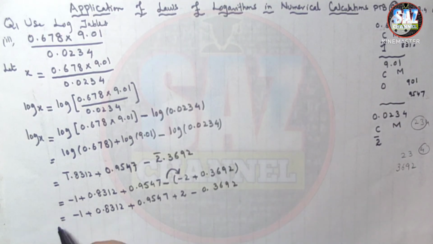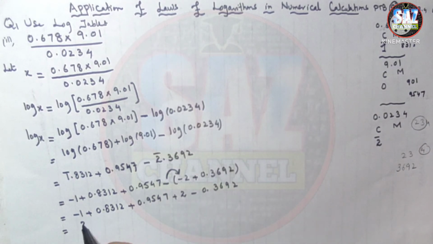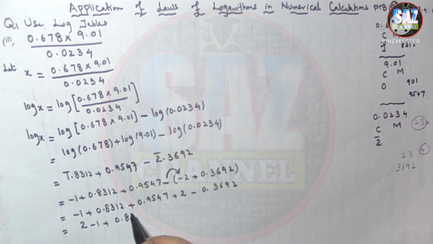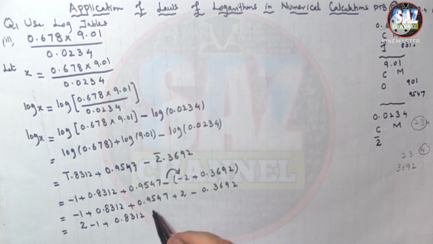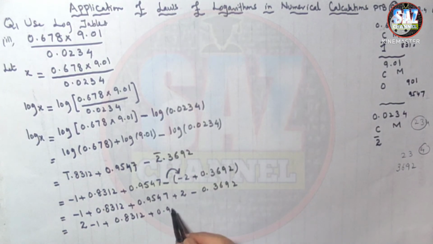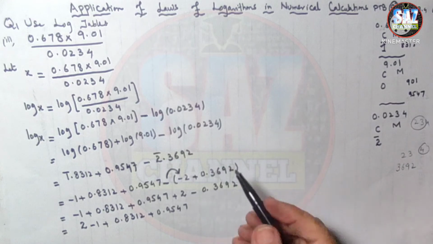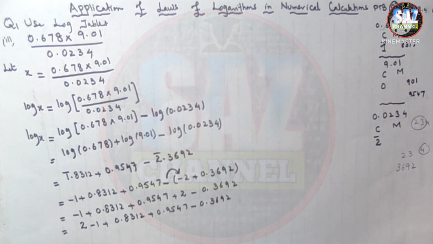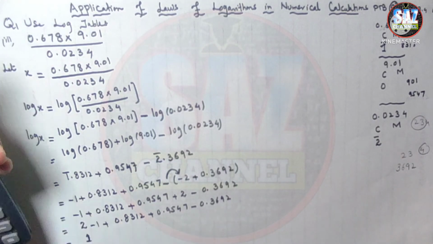Now we can write the whole numbers together: 2 minus 1 plus 2 minus 1, and then 0.8312 plus 0.9547 minus 0.3692. This will give me 1. Let me hold the calculator. At this stage we can use the calculator.